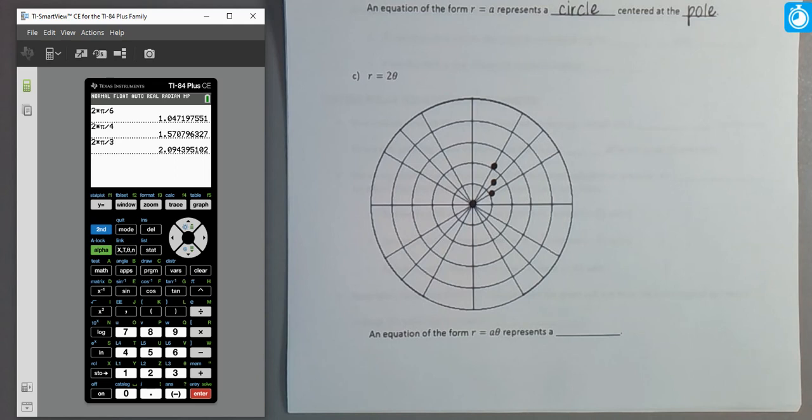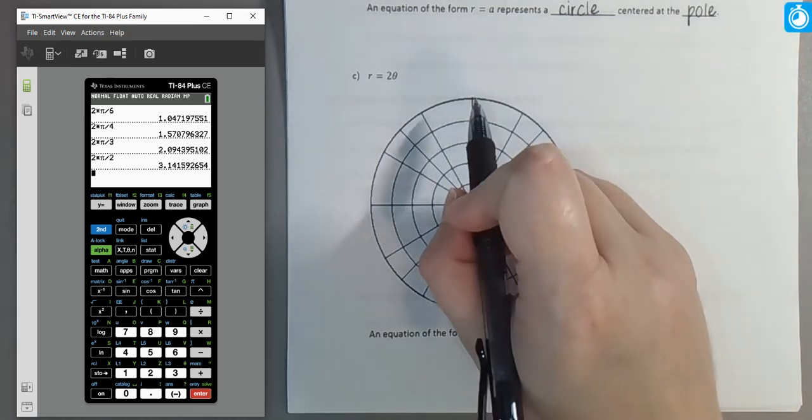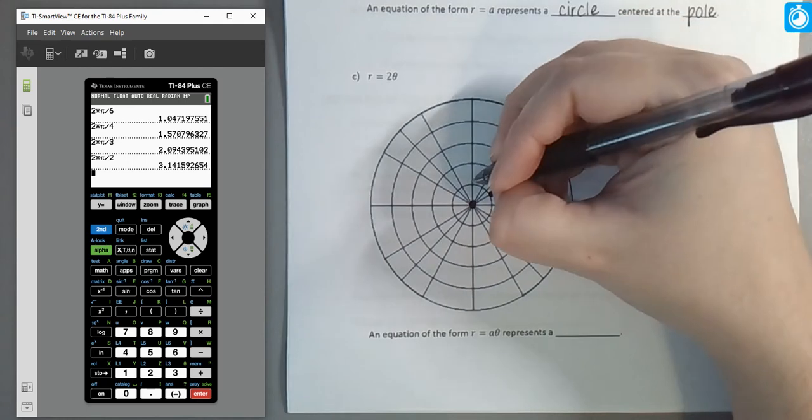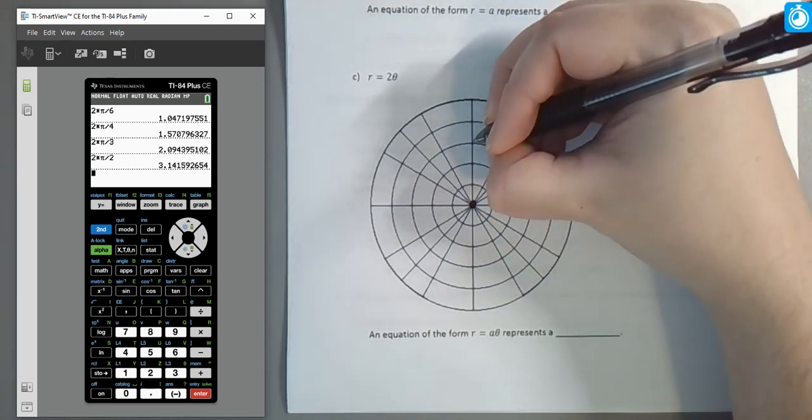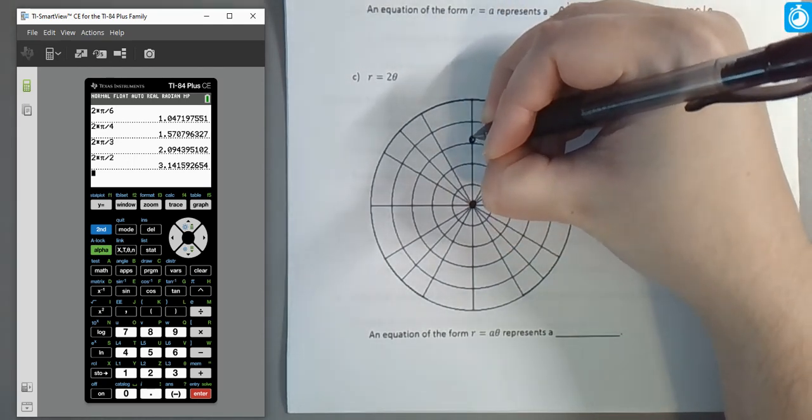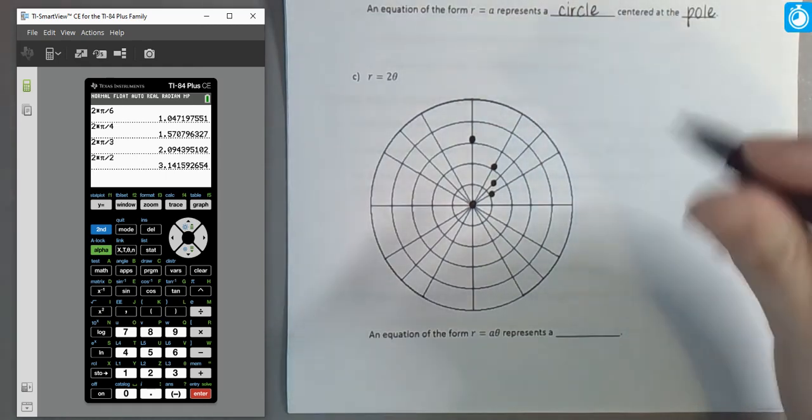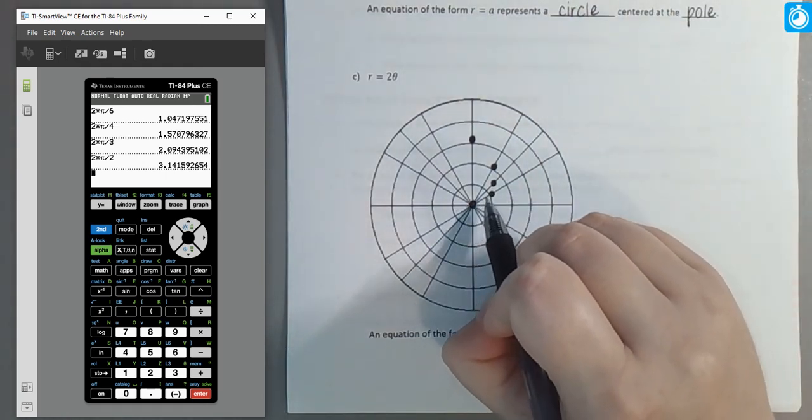Okay, what happens when we get to pi over 2? r is going to be equal to 2 times pi over 2, which is exactly, in this case, pi. So 2 times pi over 2, your 2's cancel, you're just left with pi, which we know is just a little bit further out than 3. So when we're at pi over 2 radians, we're on the 1, 2, 3, just a little bit past the third ring. And you may start to have a sense at this point of what's happening.